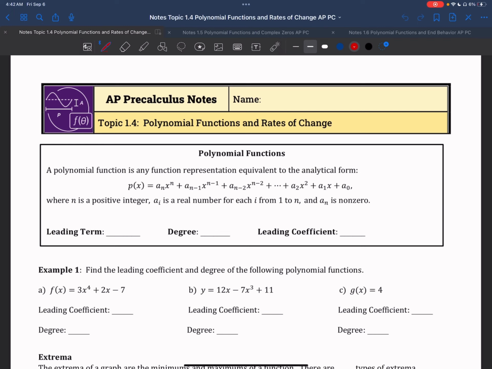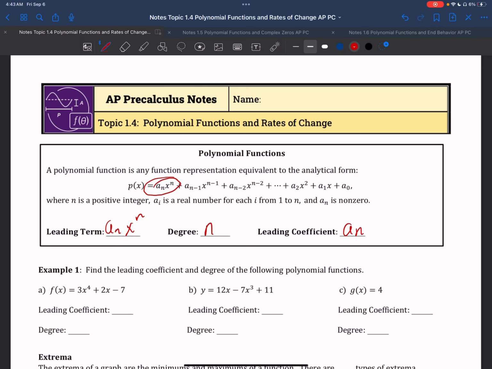So in this example, since I said this is the standard equation, they're already in order. So I know that the leading term is going to be a sub n x to the power of n. The degree, again, is the largest exponent, which will be n, and then the leading coefficient will be a sub n.